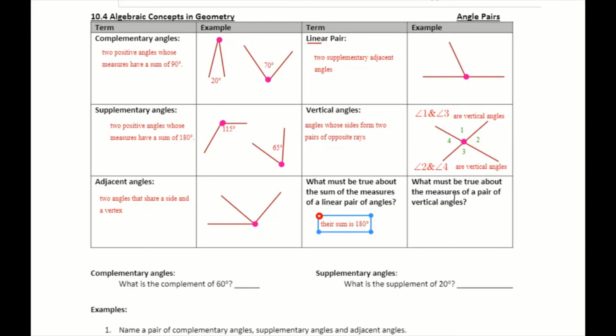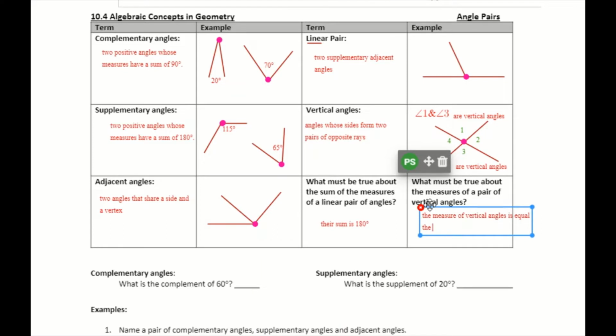What must be true about the measures of a pair of vertical angles? So what's the relationship between 1 and 3? What's the relationship between 4 and 2? Well, they're congruent. Okay, so the measure of vertical angles is equal. You can also say just plainly, the vertical angles are congruent. Let's see, I think my grammar is a little off here. The measures of vertical angles are equal. That probably sounds a little better.